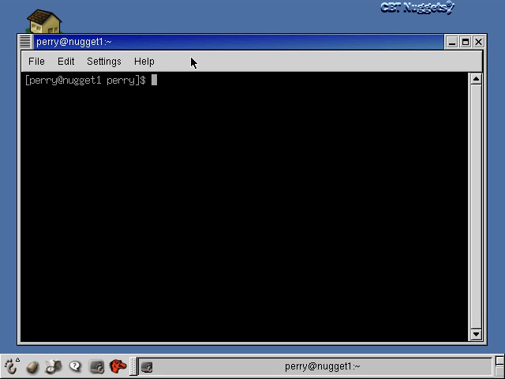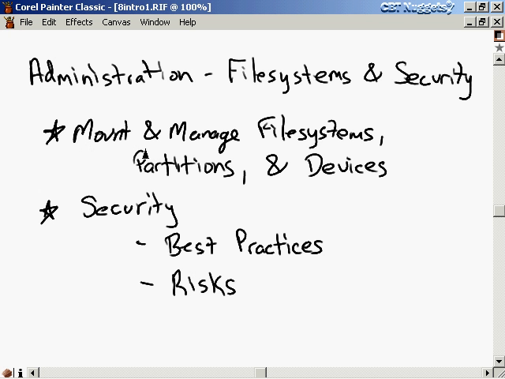We're going to talk about how to create and manage file systems, and then we're going to talk about security of the file systems and the system as a whole. All right, so let's get started. Okay, so like I just said, first we're going to talk about mounting and managing file systems. And we can't really talk about file systems without also talking about disk partitions and devices. So we'll cover these as one big group. And then we'll talk about security in Linux.